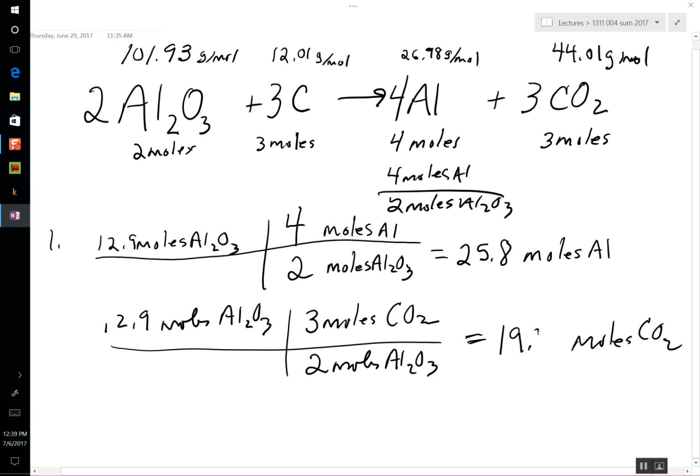19.4 moles of CO2. Okay? So you can relate any 2 things in that equation based on these coefficients. Okay, problem type 2. Here's where we want to go from moles to grams: moles of something to grams of something else.